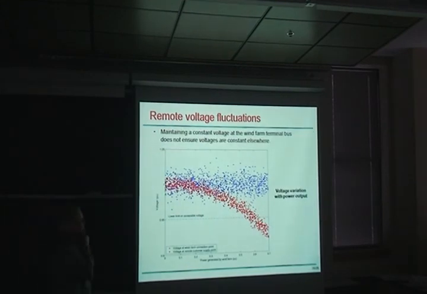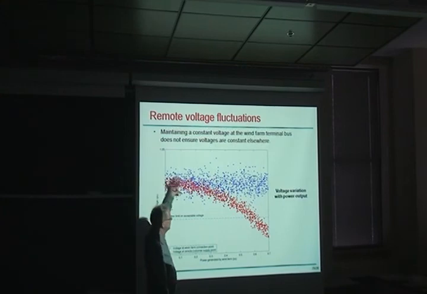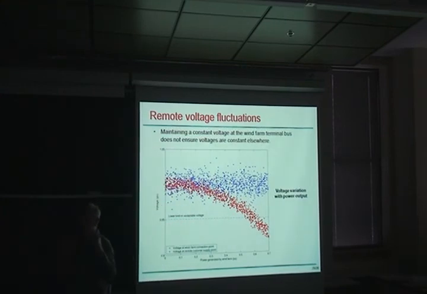The other thing that is important, though, is that regulating the voltage at the terminals of the wind farm, which are the blue dots, doesn't guarantee that the voltage at other points in the network is regulated, which is the red dots. And there's been this misconception that so long as I regulate the terminal voltage of the wind farm, everything will be all right. What we found in the thumb area is that is completely the wrong thing to do.